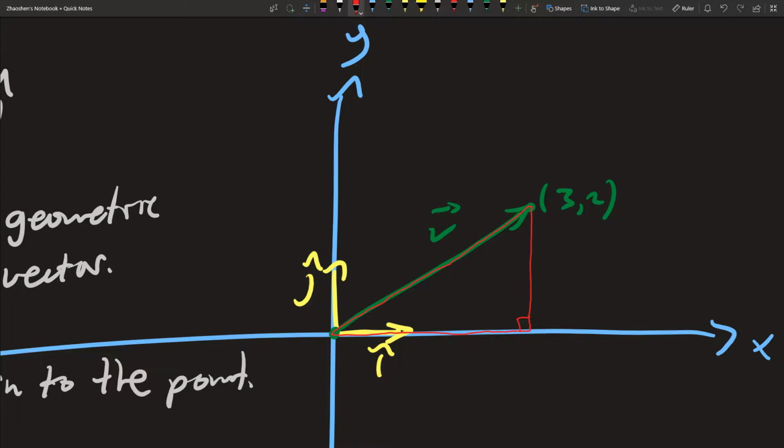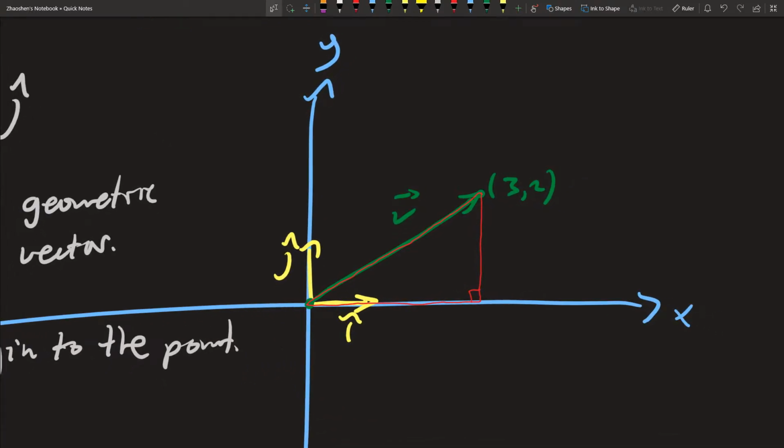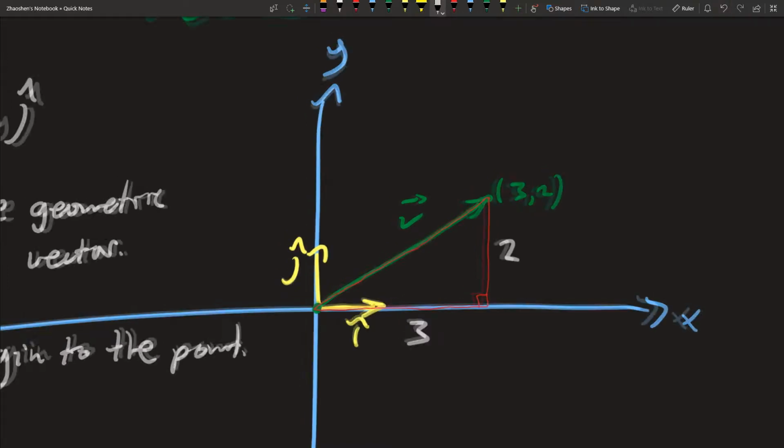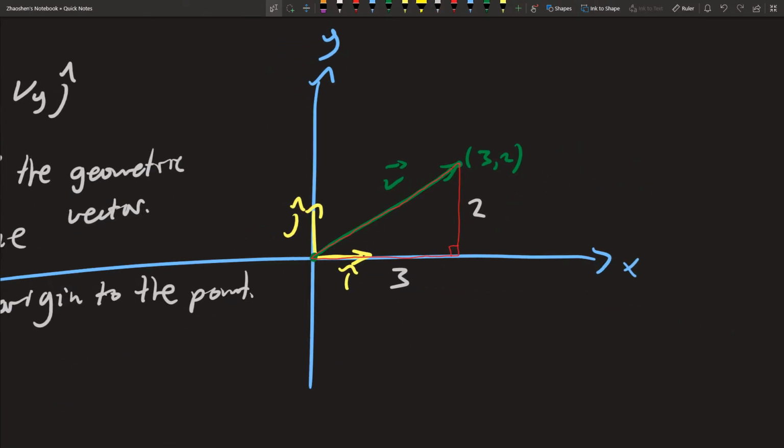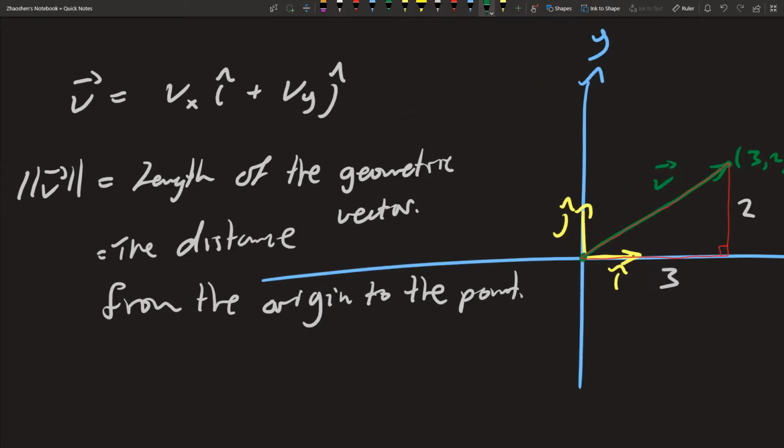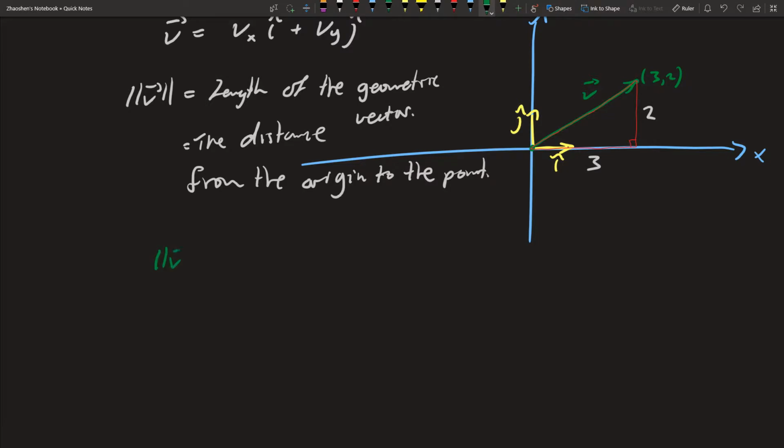Now we know from the Pythagorean theorem that, well, let me just write this again. This segment has a length of 3, and this is 2. So we want to find the length of the hypotenuse, which is the distance from the origin to the point, meaning that the magnitude of a vector is just the Pythagorean theorem applied to this right triangle here, which is x squared, which is 3 squared, plus y squared, which is 2 squared. Simplifying, this gives the square root of 9 plus 4, which is radical 13. This is the magnitude of our vector v.